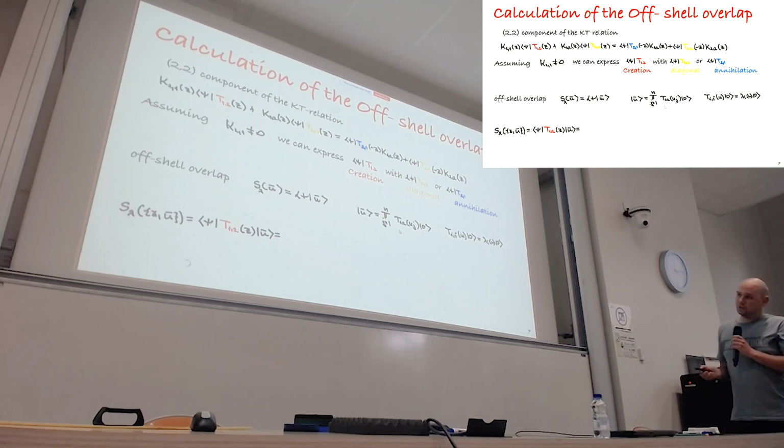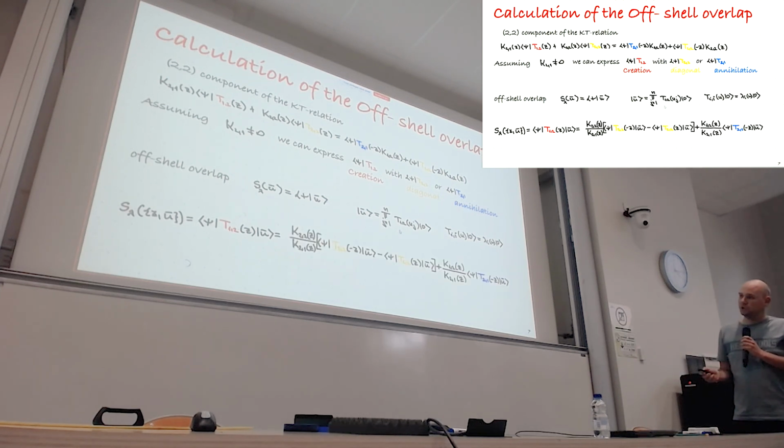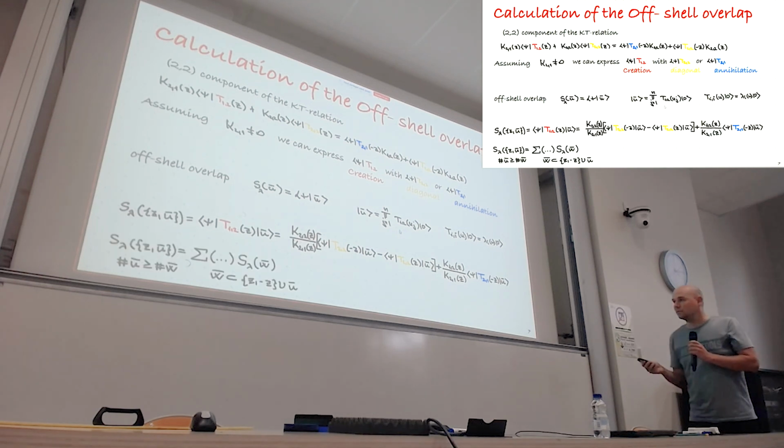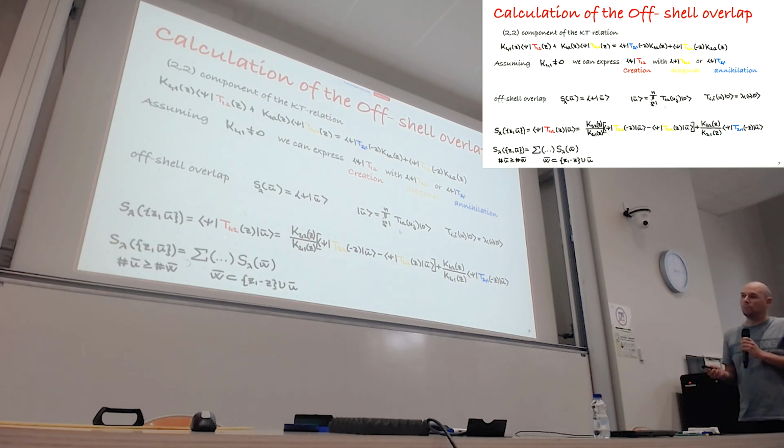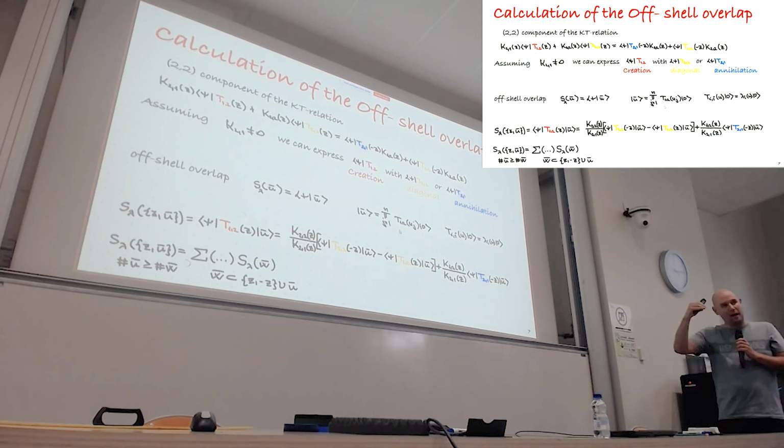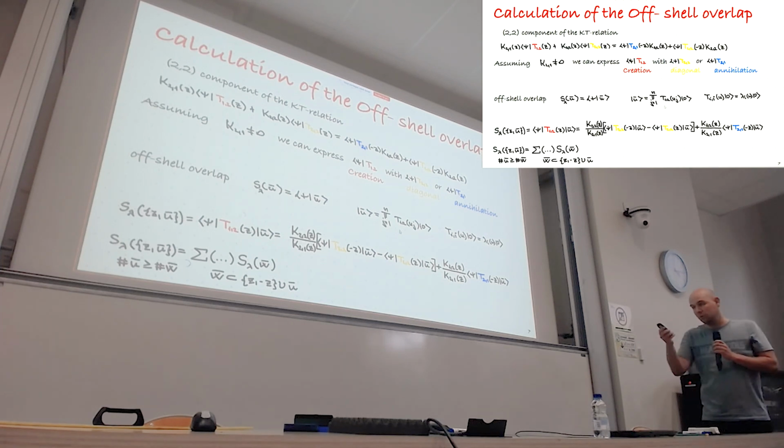Okay, so if we start with an overlap with R+1 beta roots, then we can replace this T12 with these operators. And now we can use the RTT relation to express this action. And finally, we will obtain the sum of overlaps, but these overlaps have fewer beta roots than the one in the left-hand side. So this is a recursion relation for the off-shell overlap. So this defines completely the off-shell overlap.